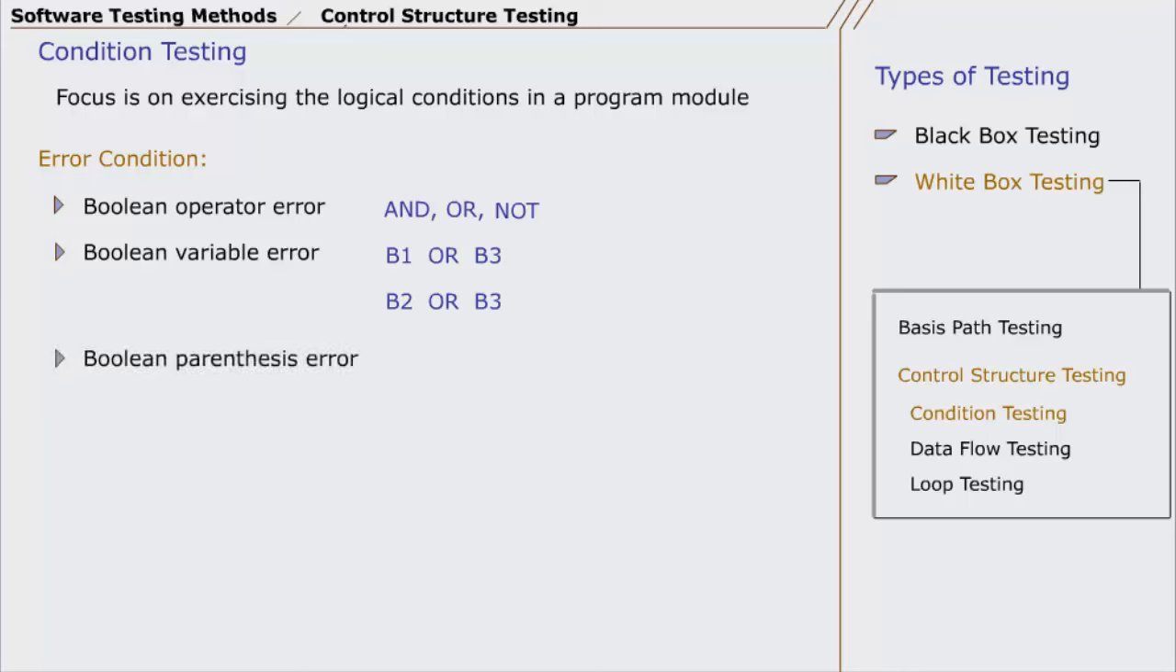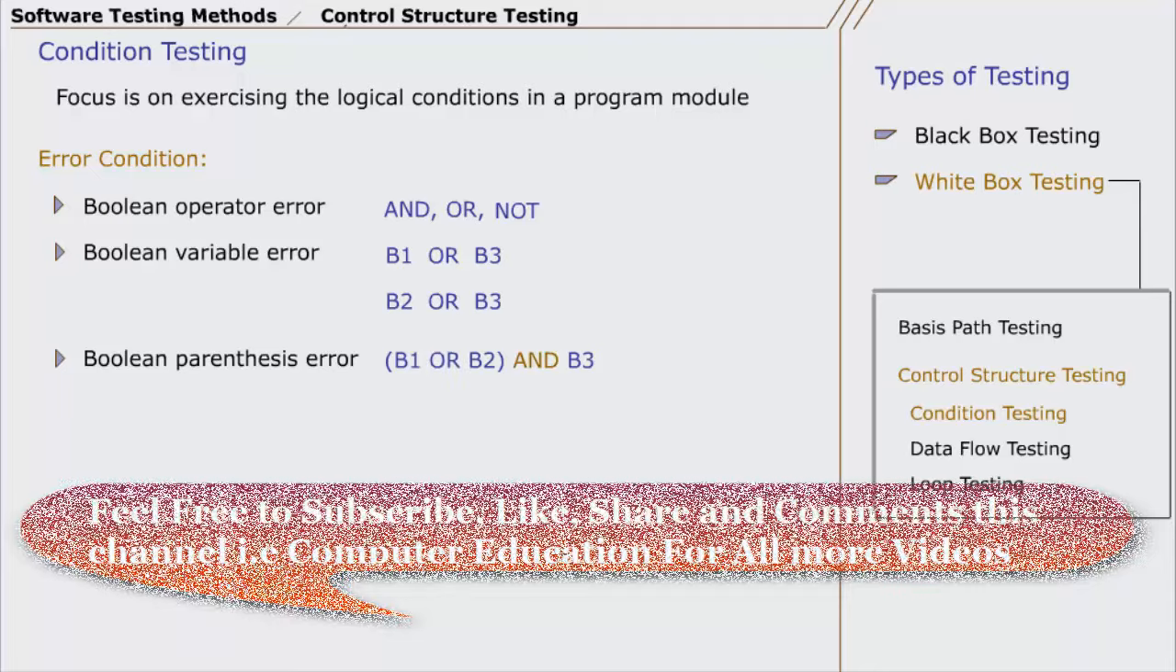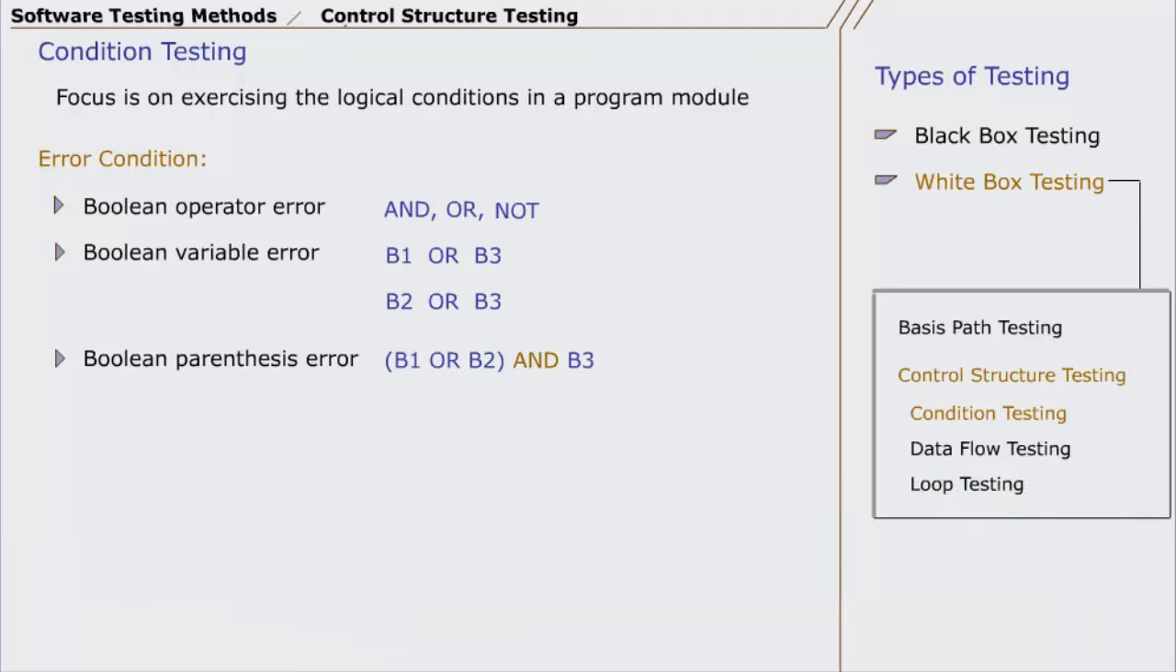Boolean parentheses error. For example, we want to write the expression shown on the screen where the first OR operator is checked and then the AND operator is checked. The situation would be different if we write the expression like this. The expression would be as appearing on screen, but if we write it as shown, it would be incorrect.